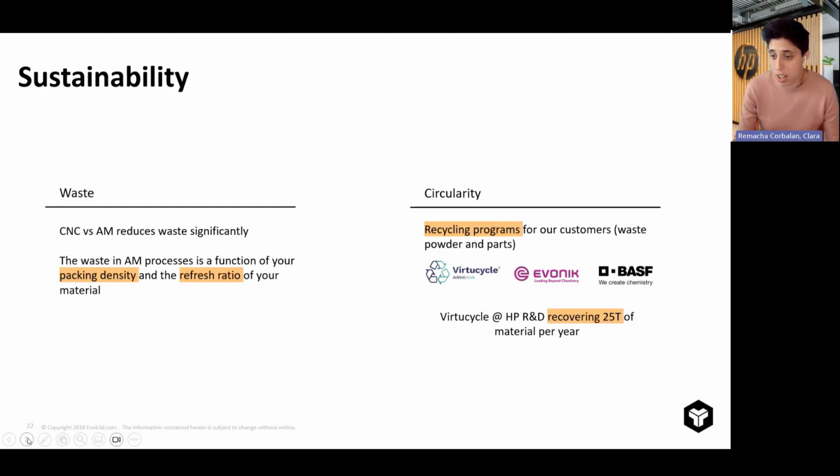In our lab in Barcelona, all the waste powder and waste parts that we generate, we're using these recycling programs. And just last year, we recovered 25 tons of material that we then turned into pellets for injection molding. So those programs are already available.